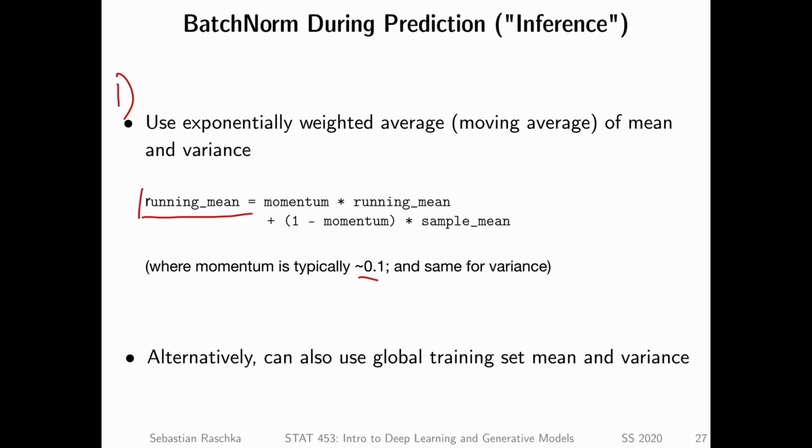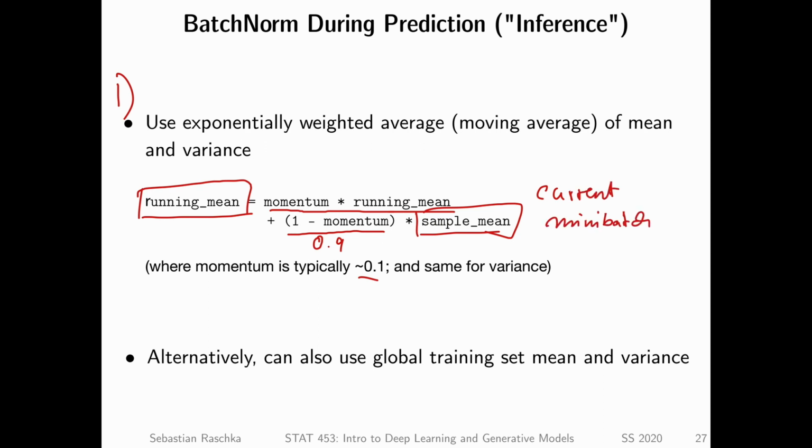So this is the current running mean. We multiply the running mean with a momentum term, which is usually 0.1. And then we add to this 1 minus the momentum term, which would be 0.9, times the current sample mean. This is based on the current mini batch. We keep this running mean during training, so we update it. And this is simply just an exponentially weighted average or a moving average.